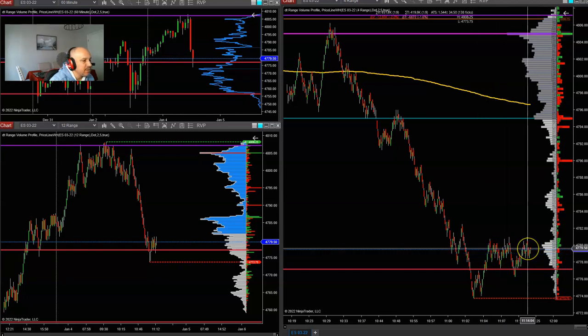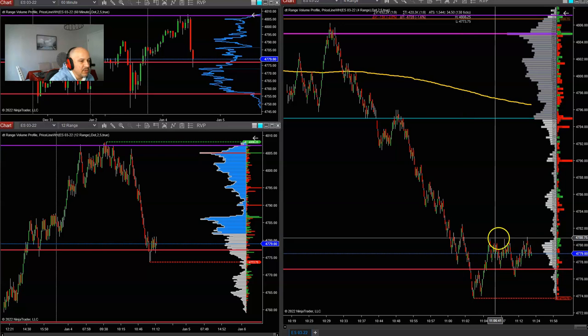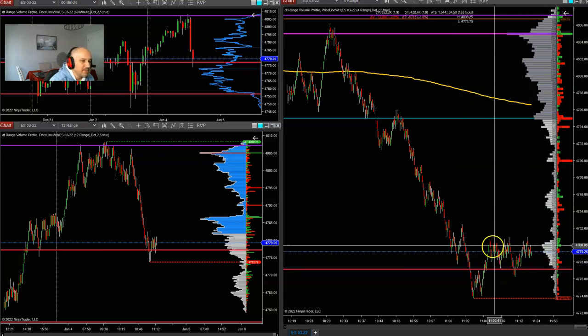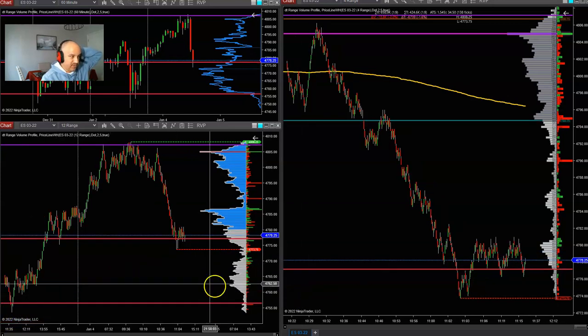Just moving sideways. Moving sideways. Be careful, don't get trapped. Moving sideways. Yeah, it's still moving sideways here.